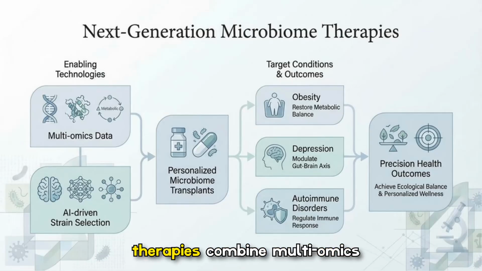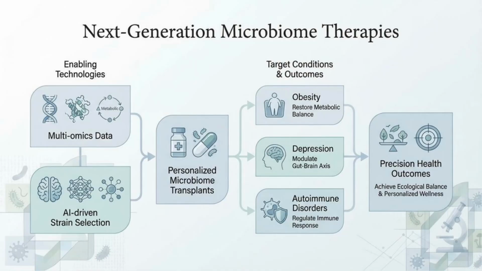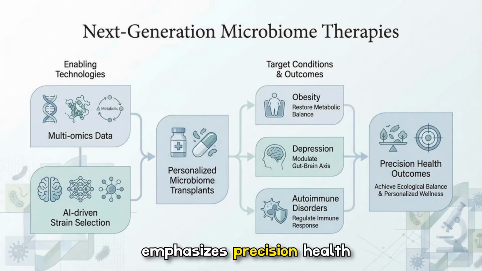Next-generation microbiome therapies combine multiomics data and AI-driven strain selection to create personalized microbiome transplants, targeting conditions like obesity, depression, and autoimmune disorders. The visual flow emphasizes precision health outcomes by restoring ecological balance and tailoring interventions for measurable, individualized wellness benefits.